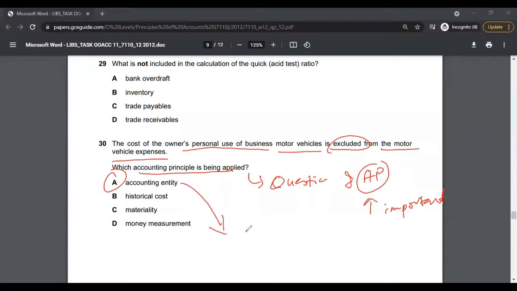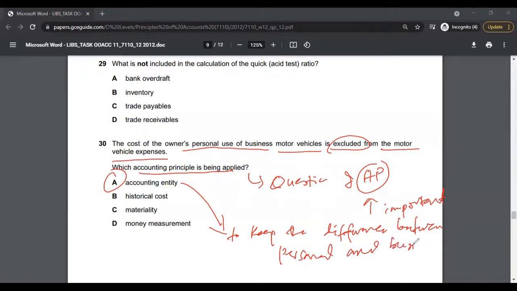Accounting entity is a principle that tells you to keep the difference between personal and business expenses. So therefore, the answer to multiple choice 30 is option A.